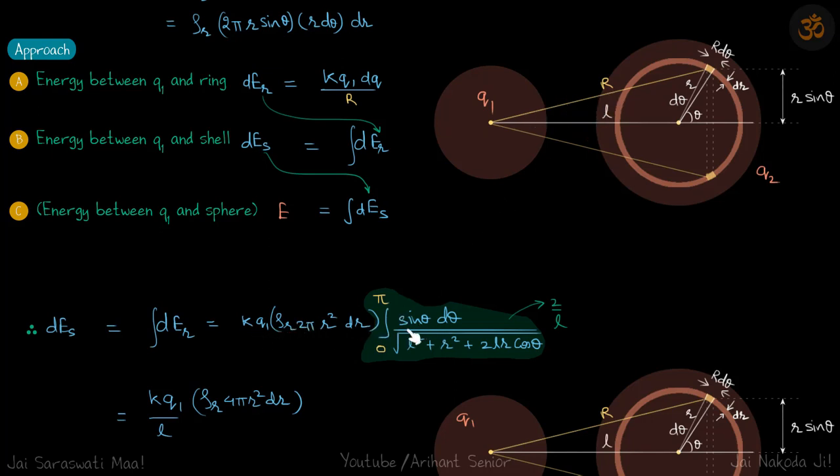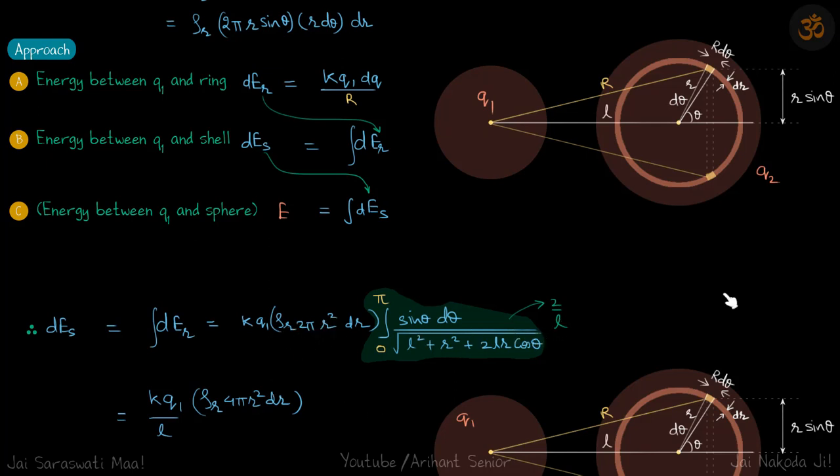So this is just KQ1 dQ. I have just rearranged so that the theta terms are inside the integral. Now I'm not doing this integral. How you need to do it is, you put L square plus R square plus 2LR cos theta as t. Then you will see that dt is equal to minus 2LR sin theta d theta. So you put that sin theta d theta here. It will be a simple form of dt by root t, and you just do it, you will get your answer as 2 by L.